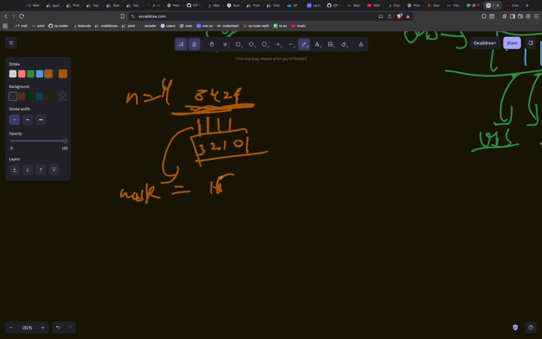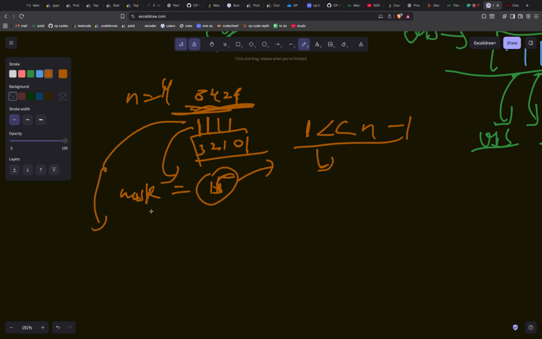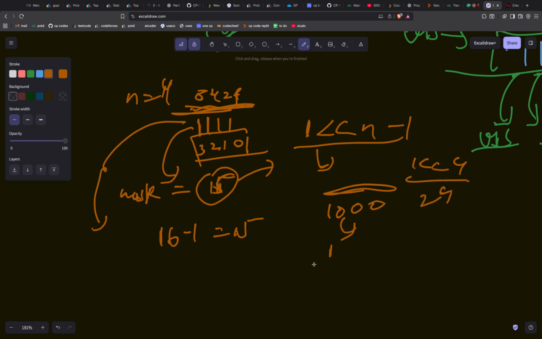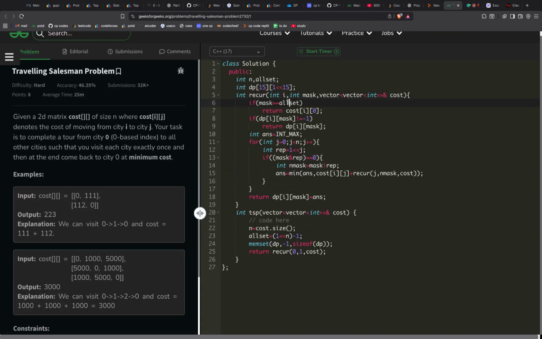So how do you calculate this mask? You just see 1 into n minus 1, or here 1 raised to the power 4, that is 16, minus 1, 15. That is basically this is a 1, right shifted by 4, or 2 raised to the power 4. We just subtract 1 from it. We'll have this all set, and this all set we'll use when we are at the base case.